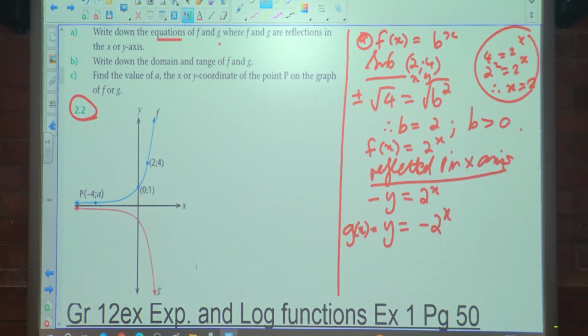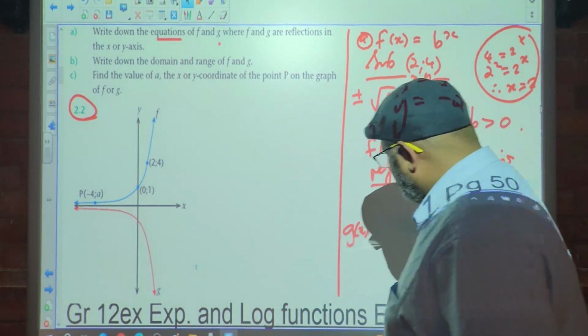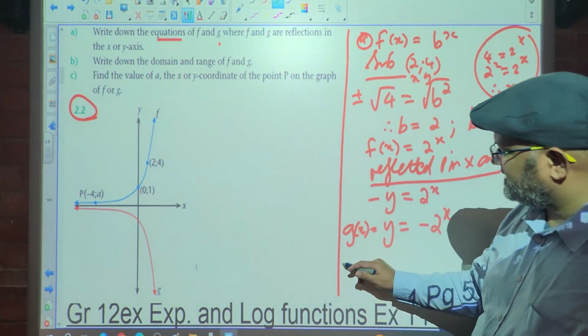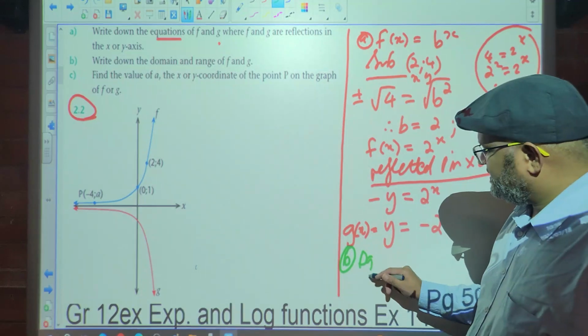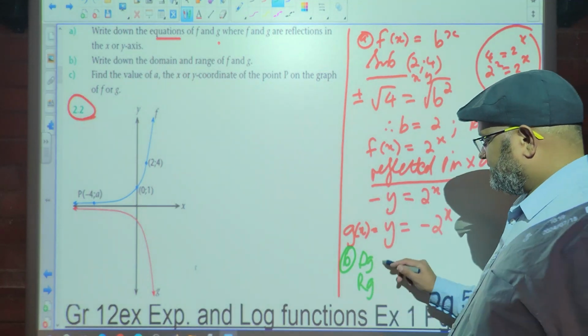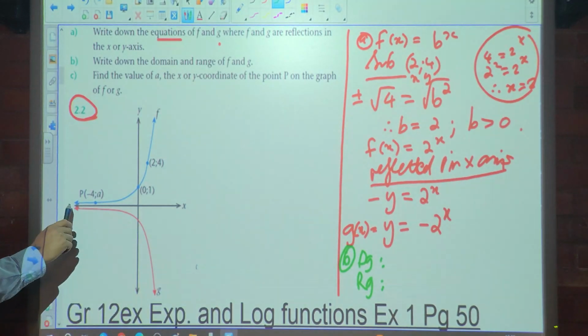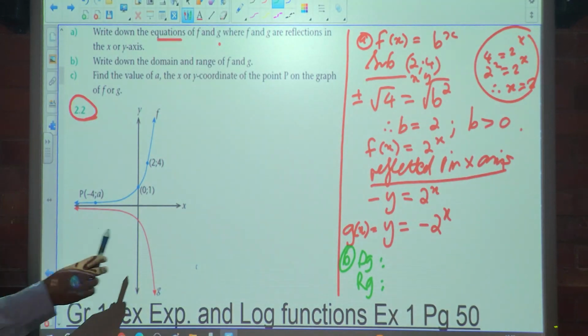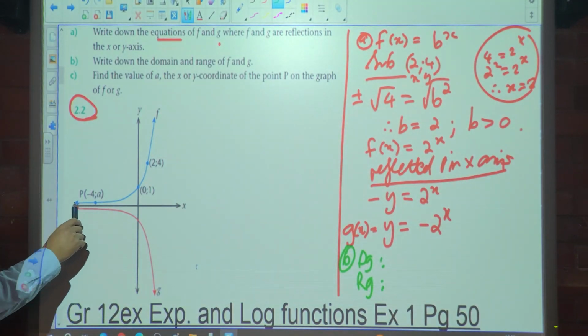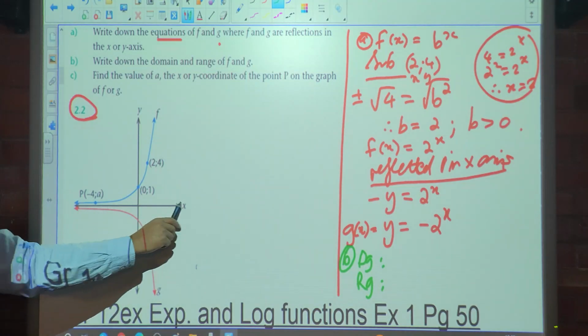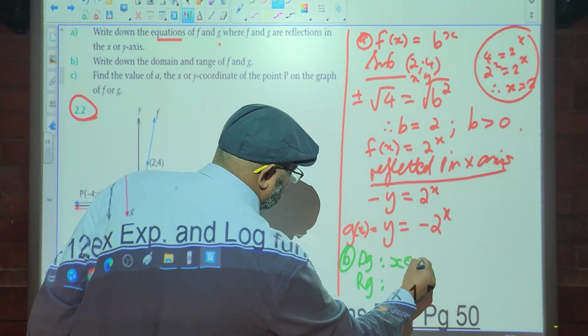Okay. People, what is the domain? Domain and range. Domain of g, the range of g. So g is the graph in red. The domain is all possible x values. What do you notice? Negative infinity to positive infinity. So what do I write? x an element of?